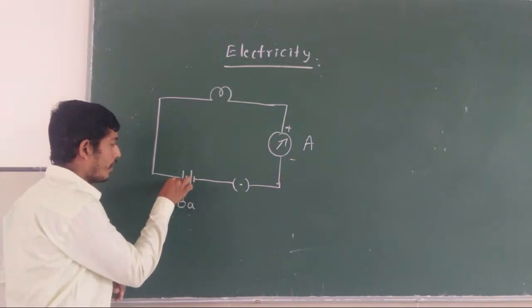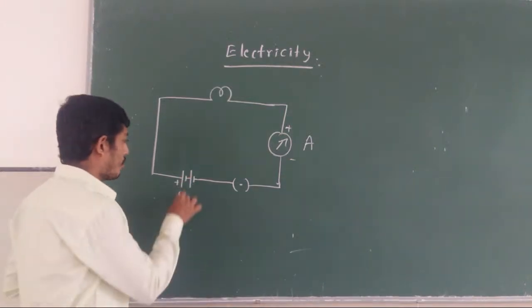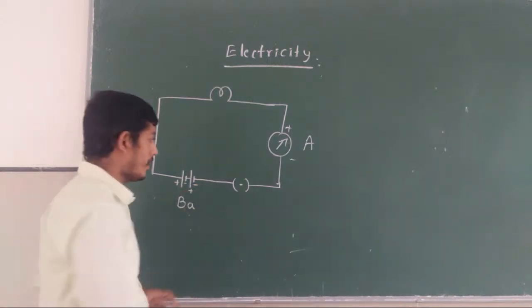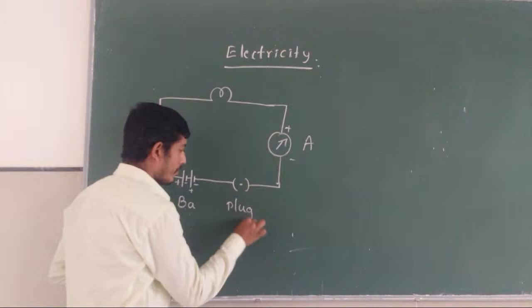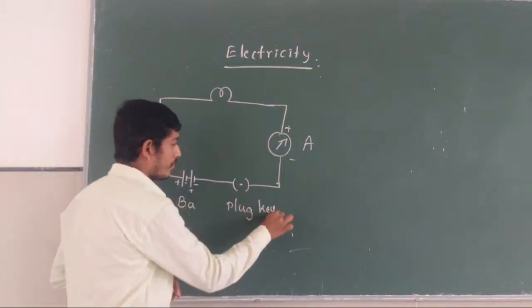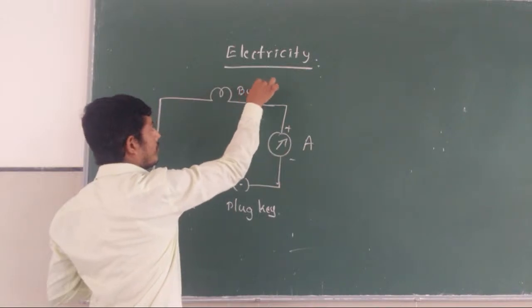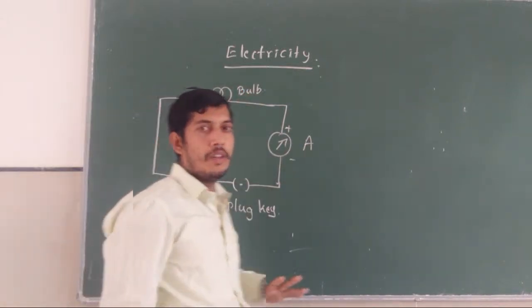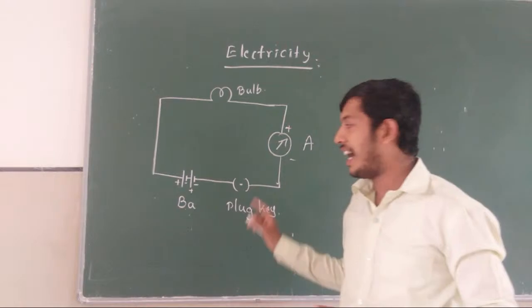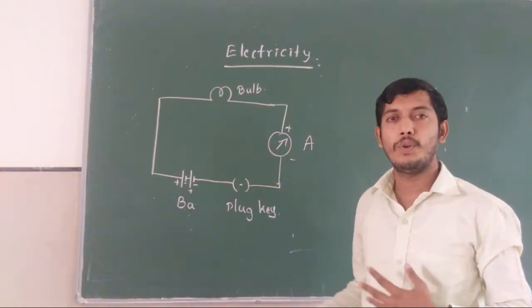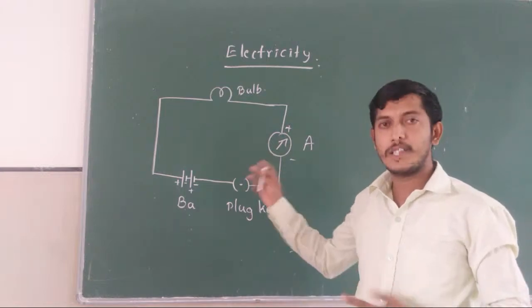The longer line has the positive sign, and the short one is negative. Again positive, negative, and this is the plug key, and this is the bulb. Now we have to represent the direction for it. We have to mention the direction in which electricity is flowing in this circuit.